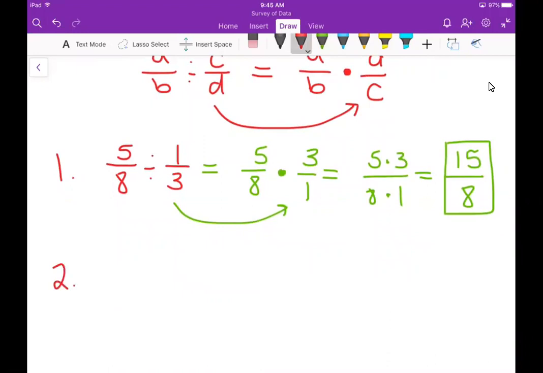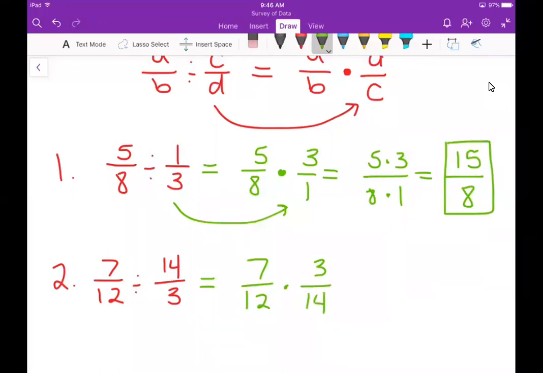Okay, try this one. This one would be a good one to pause, see if you get the right answer. Okay, can you take 7/12 divided by 14/3? So did you do that first step? Did you do 7/12 times 3 over 14? Did you set that up as your full multiplication problem without actually multiplying yet so you could find common factors if there are any?